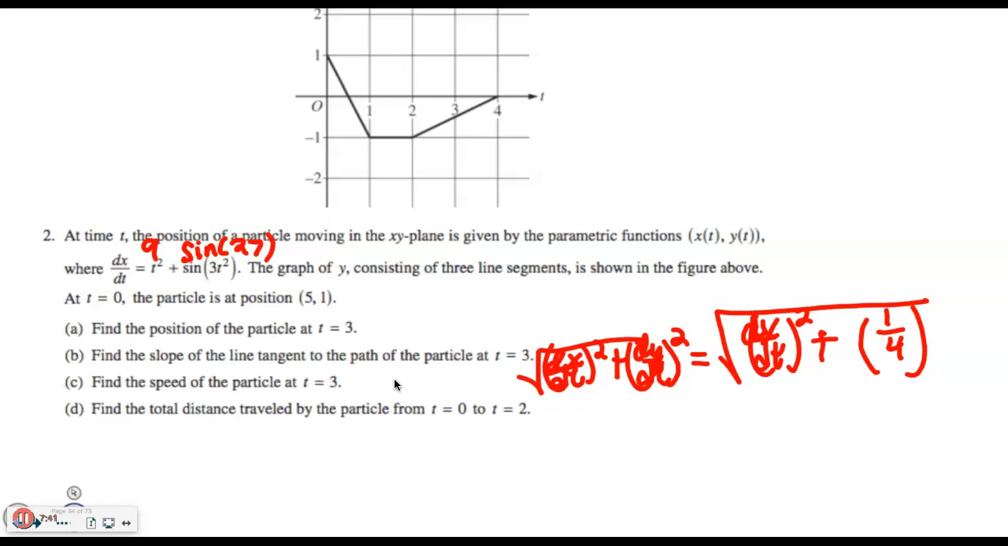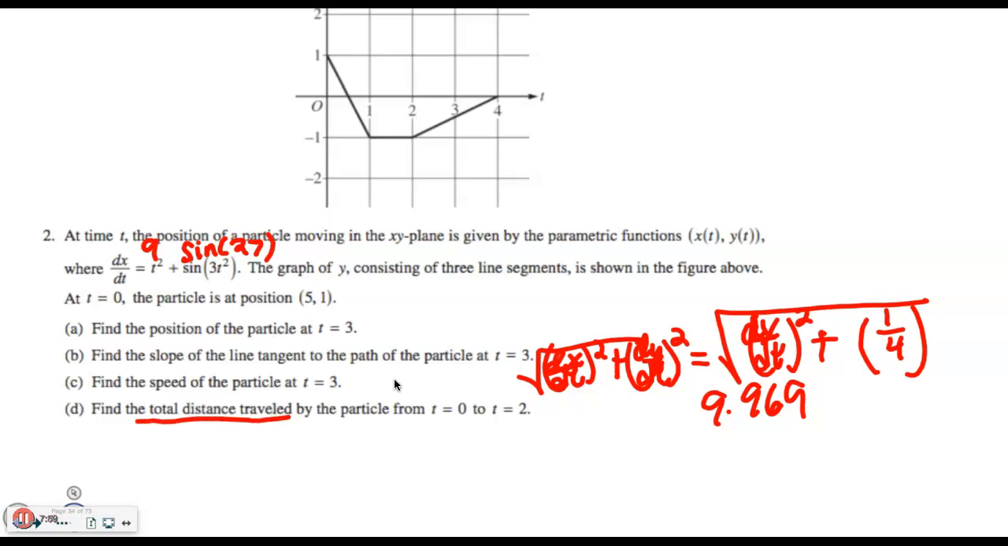Anyone want to give me an answer who's typed the whole thing in? You're usually pretty fast on your calculator. What do you got? 9.969? Yep. Okay, I saw a lot of head nods. 9.969. Perfect. Next it says find the total distance traveled.